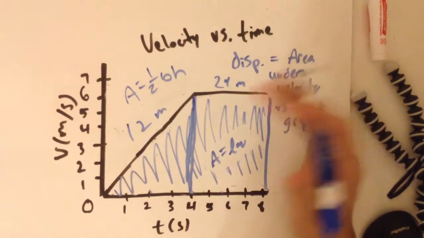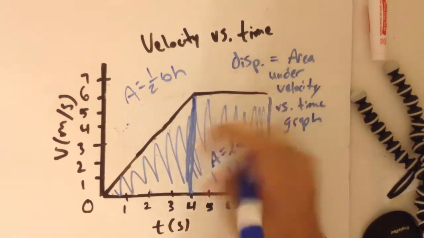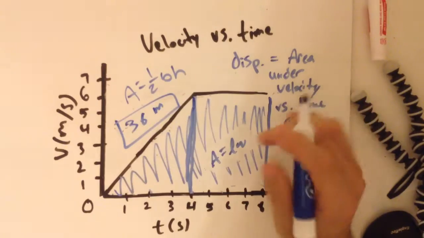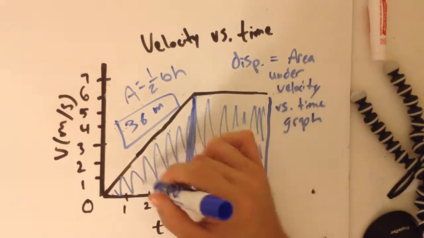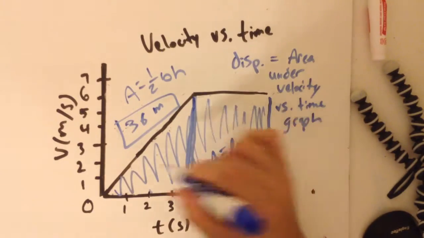Your answer is just going to be the sum of these two areas, which is going to be 36 meters. We added up in total. But you can work that out on your own. Just find the area of this triangle, find the area of this rectangle, and add the two together to get the total displacement.